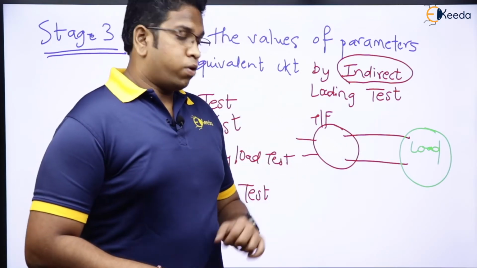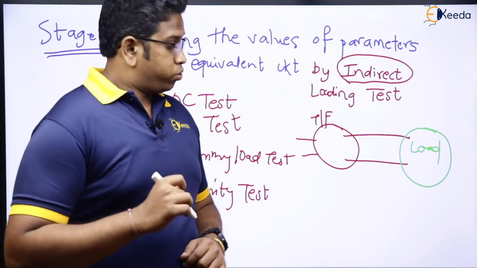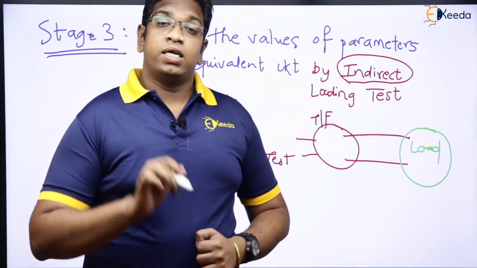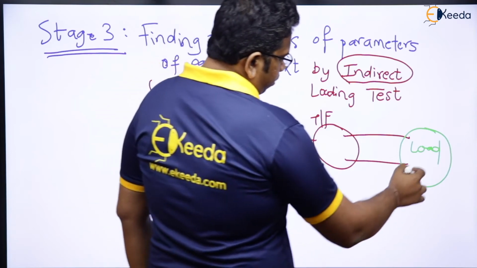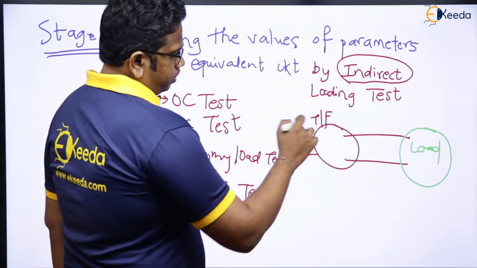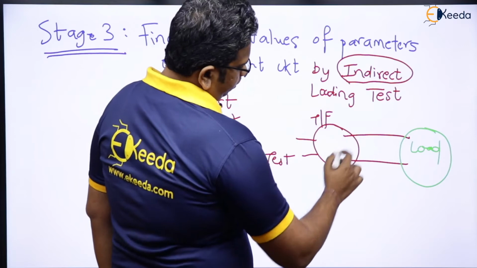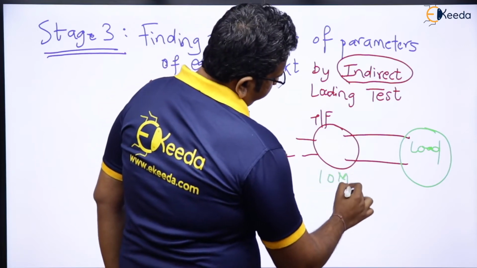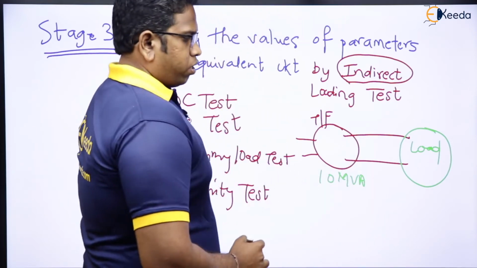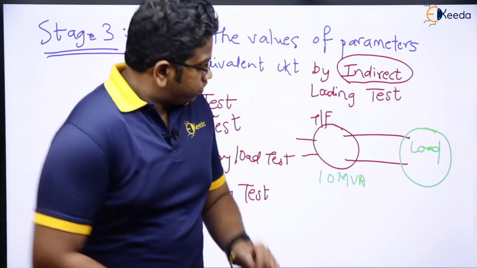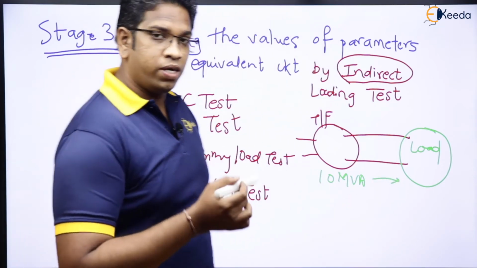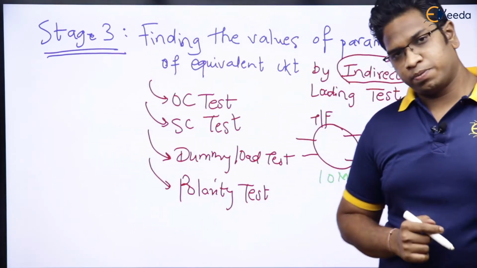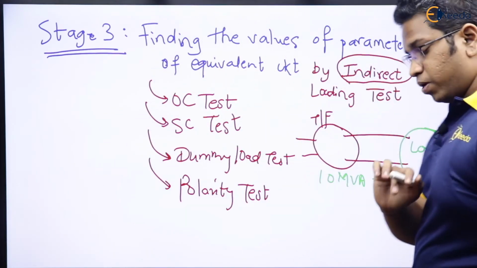Now what is the problem here? Why are we not going to do this direct loading test? There is a reason for it. When we are talking about load, for instance, this transformer's rated capacity is, let us say, 10 MVA. Now you need to design a load which will absorb 10 MVA, which means your cost will increase, your investment will increase. Very simple concept.